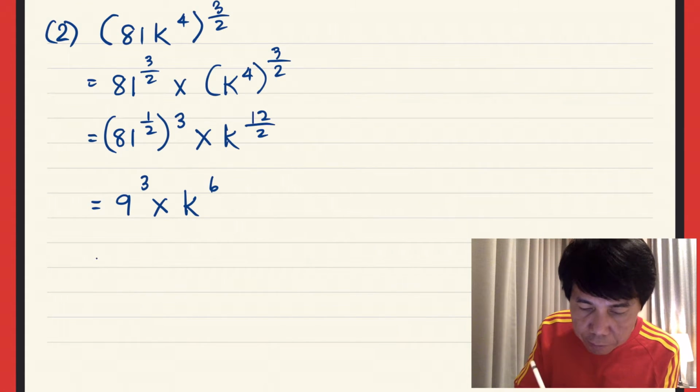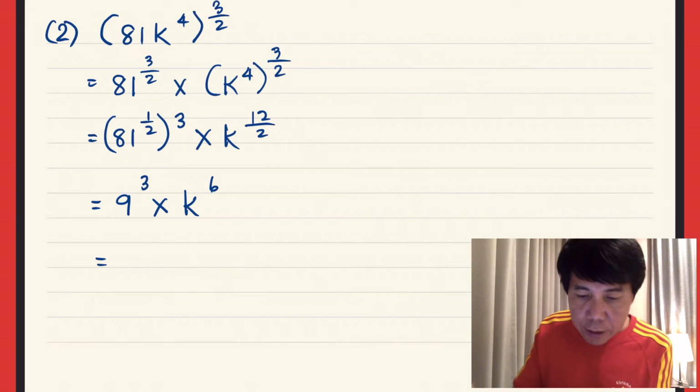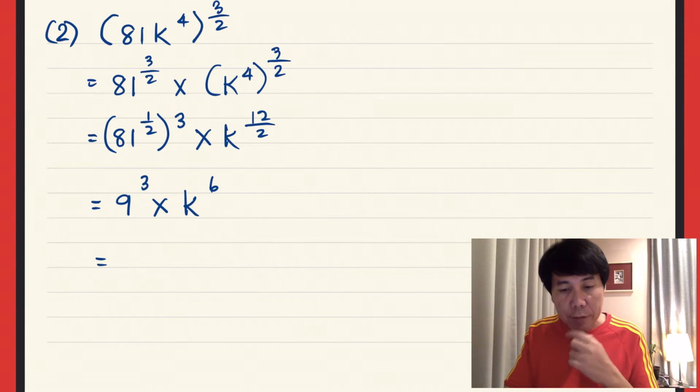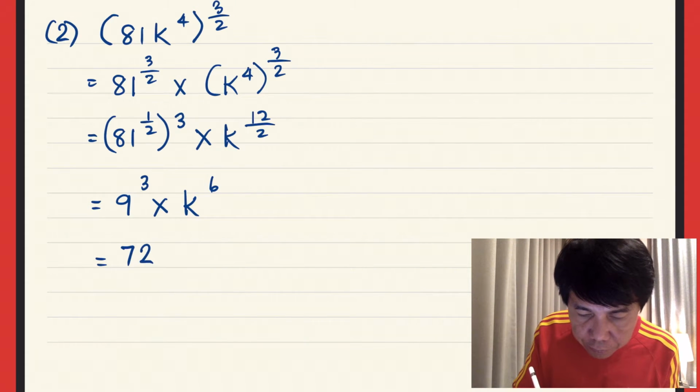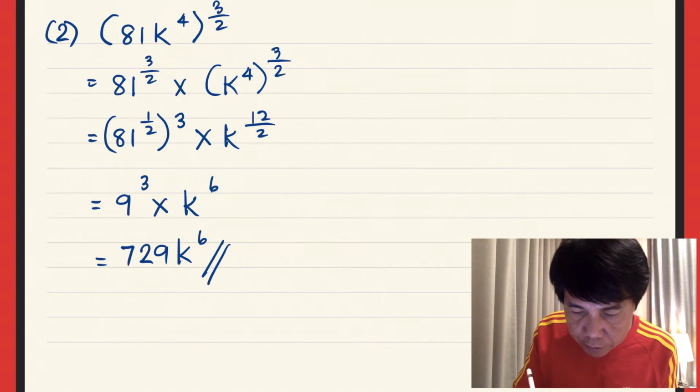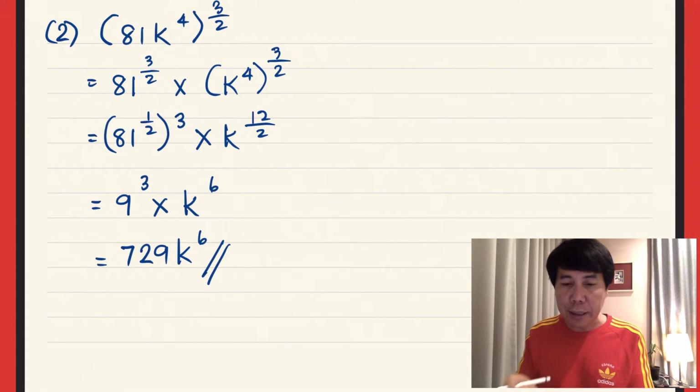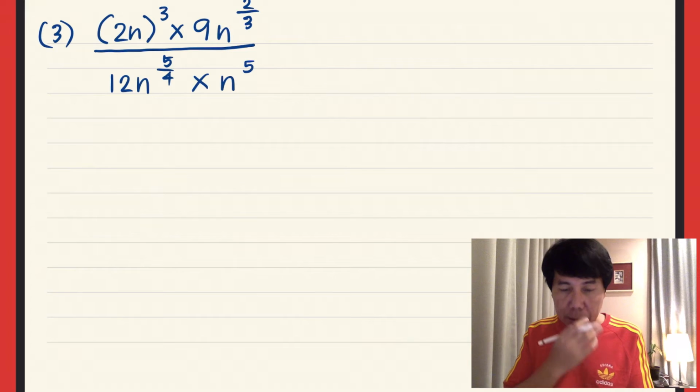Okay, then we multiply. So 9 raised to the power of 3 means 9 times 9 times 9. So 9 times 9 is 81. 81 times 9 is 729. K raised to the power of 6. Okay, we have the answer. Okay, now let's proceed to question number 3.